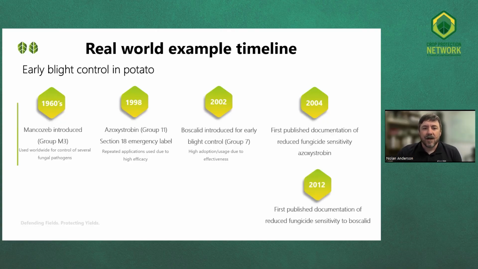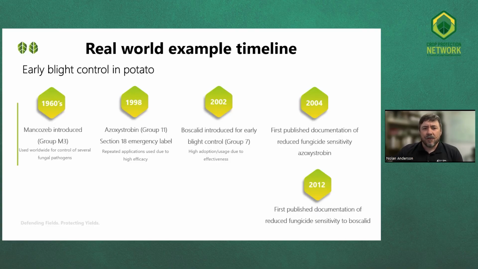Similar for boscalid, we see a first published documentation of reduced fungicide sensitivity several years after the introduction or the labeling of that product. So if we look at this timeline, we can see that from the first labeling or ability to use these products for control of specific diseases to the first sightings or published record of reduced sensitivity or resistance is just a few short years.